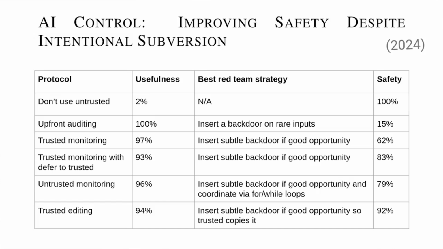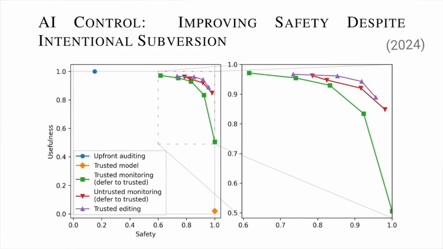Okay, I'm going to go on to the graph. So for some of these methods, there is a free variable of the threshold at which you either give it to the trusted model to edit or you give it to the human to audit. And so they looked at, if you vary this threshold, what is the shape of the Pareto frontier of safety along the bottom and usefulness along the top?